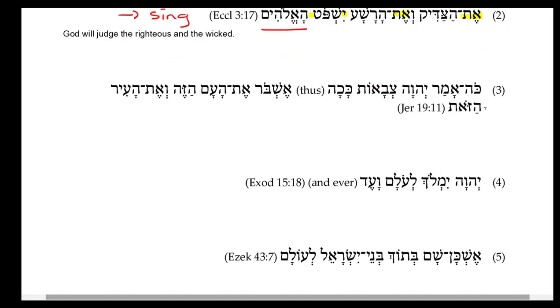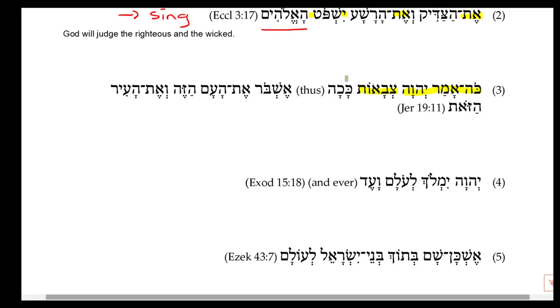Let's look at the next one here from Jeremiah 19:11. So let me read it. Ko amar Adonai Tsevaot kaka eshbor et ha'am hazeh wa et ha'ir hazot. Down in the next line. So it begins with a very standard formula here. Ko amar Adonai, thus says the Lord, and then Tsevaot goes along with that. So thus says the Lord of hosts.